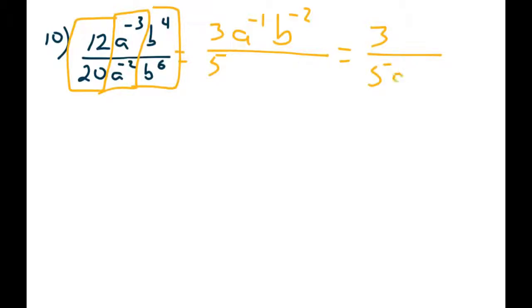The a to the negative first will go down into the denominator and be a to the positive first. B to the negative second will come into the denominator, and b to the positive second. And then that's it. That's as far as I can go.